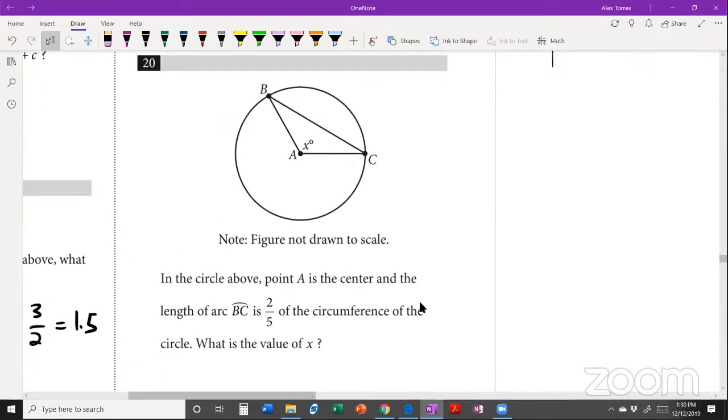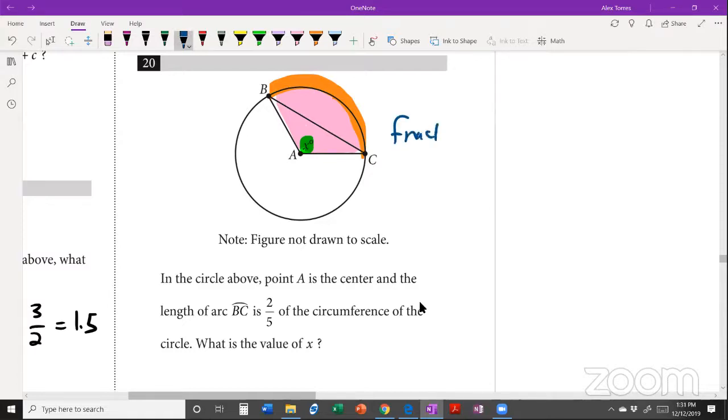A is the center, BC is 2/5 of the circumference of the circle. So by telling us that this arc is 2/5 of the circumference, they're telling us that this pizza slice is 2/5 of the area. And they're telling us that this angle right here is 2/5 of the total degrees of a circle. So in other words, it's 2/5 of 360.